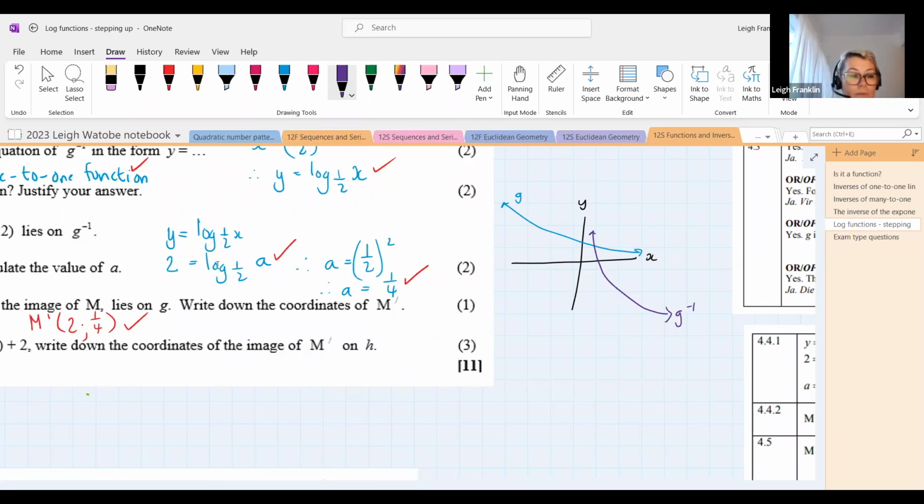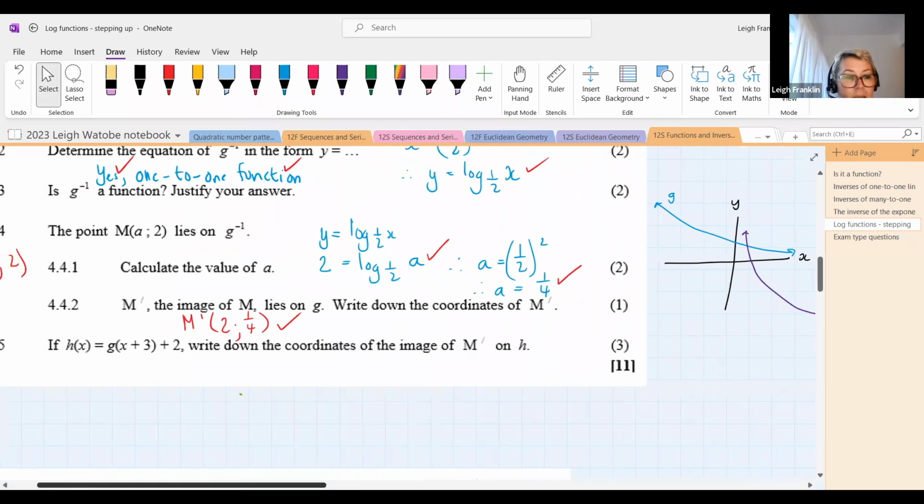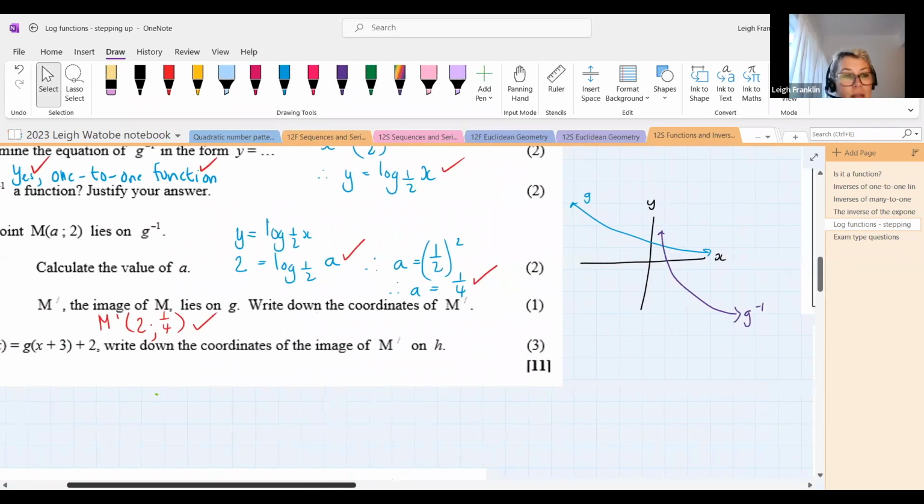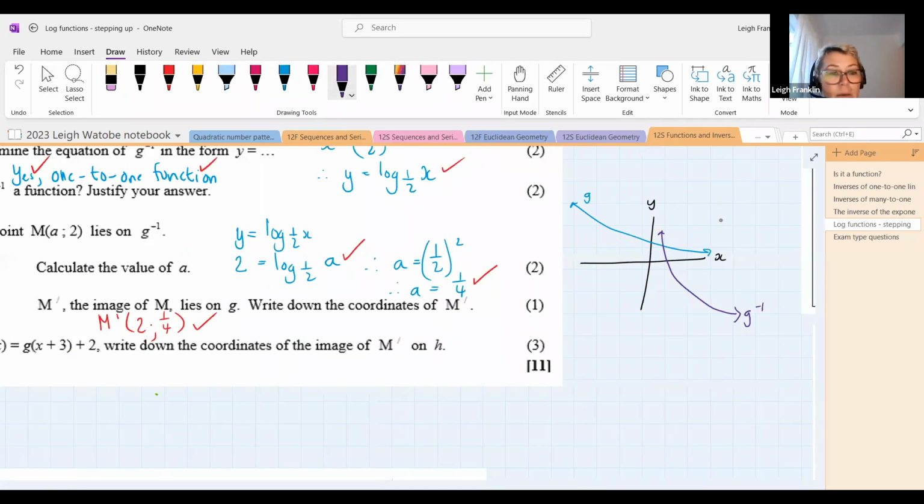What they have told us when we go back here is that M lies on the inverse. So in other words, somewhere over here we have the point M, and the coordinates at M are going to be 2 and a quarter. This point is going to be reflected over the line y equals x, so it's probably going to lie somewhere over there.